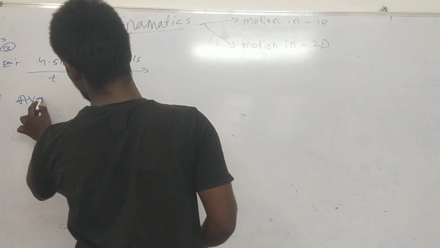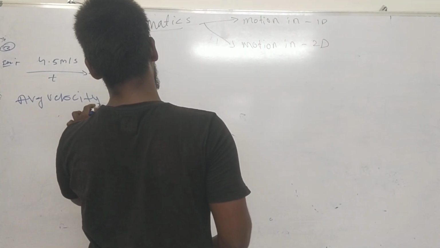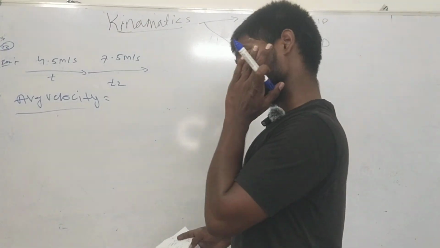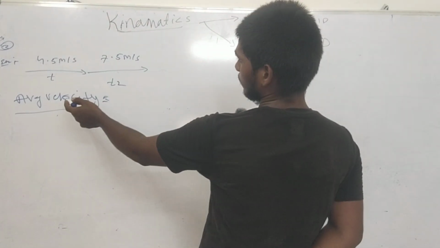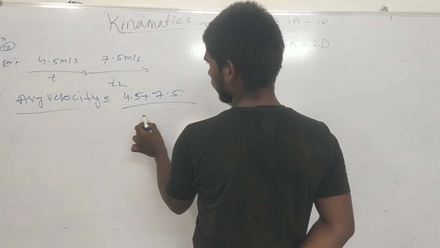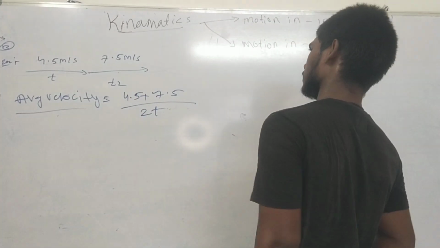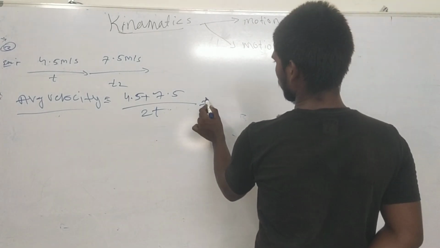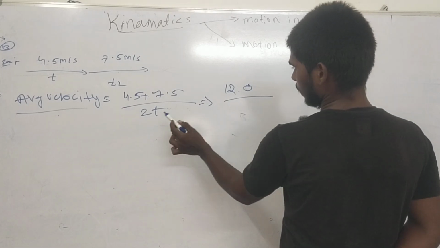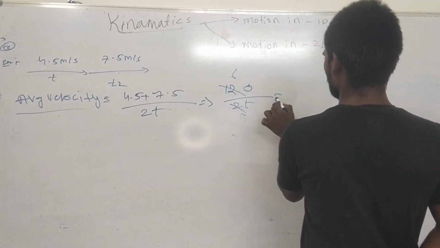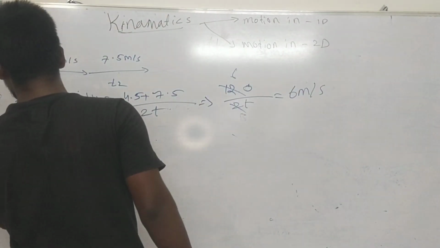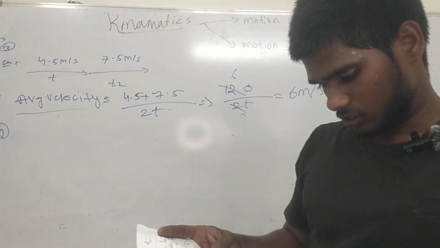So what is the formula for average velocity? They are asking for average velocity, so what is the total distance? Average velocity is total displacement over total time: (4.5 plus 7.5) by (t1 plus t2). Why write 12.06? Here t1 and t2 are equal, so 12 by 2, that is 6. So 6 meters per second is the average velocity of that boy.